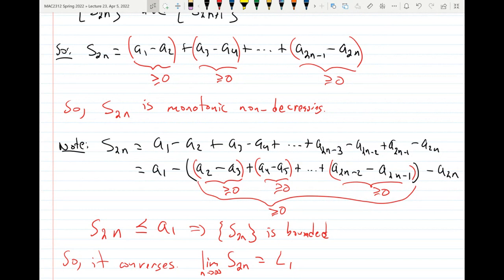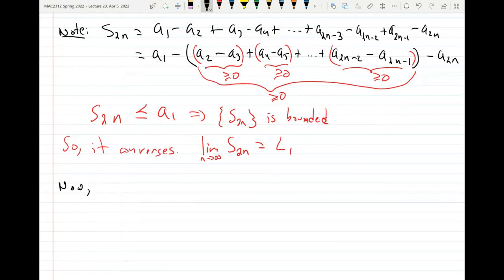No, I'm comparing with A1. The sequence itself is non-decreasing. Look at the original one. All I'm doing is showing you that whatever we get, it will never be bigger than the first term. The sequence is getting bigger, but it's not going to be more than the first term. That's what we just argued here. Do you understand? Okay, let's play the same game with 2n plus 1.